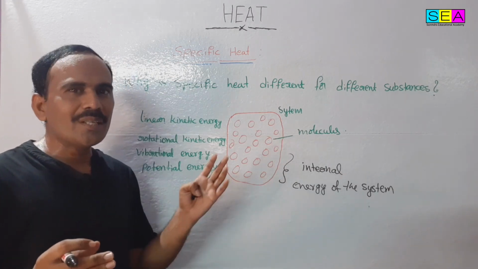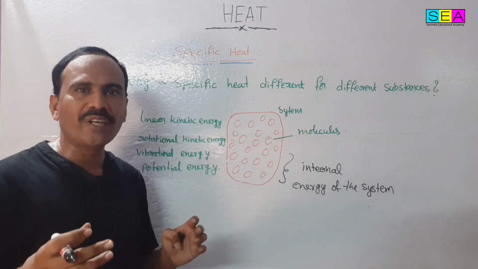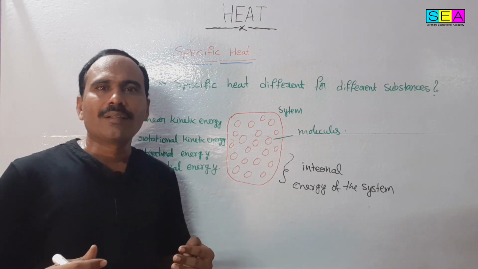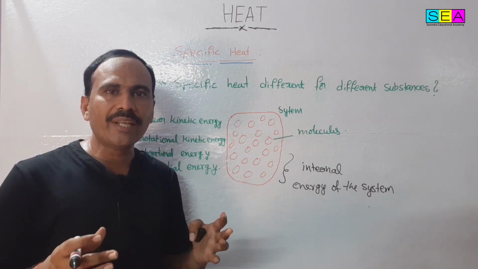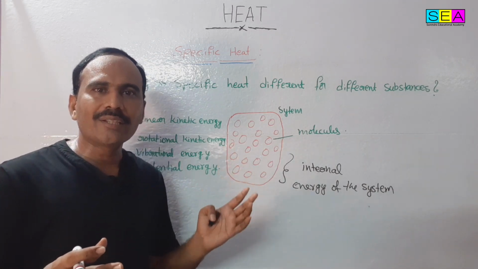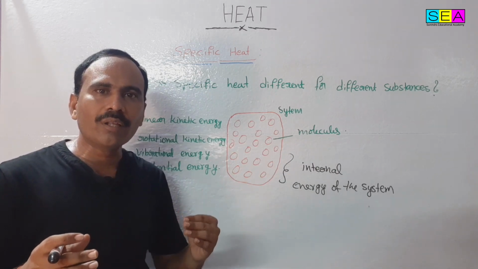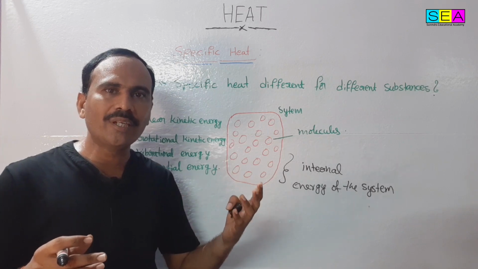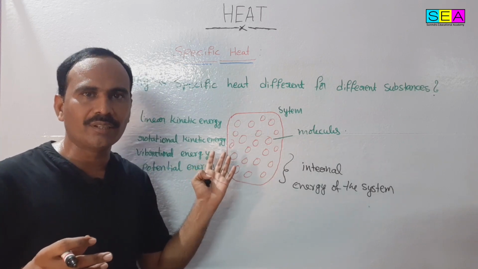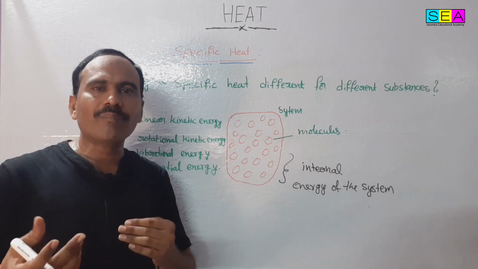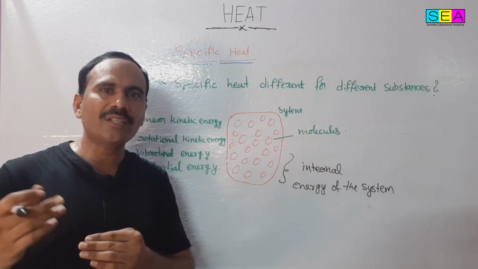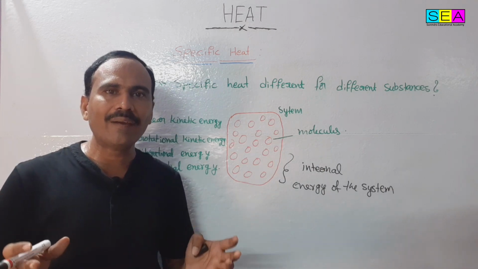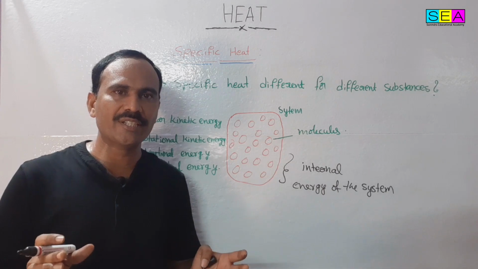So from this we can understand the specific heat of different substances is different, because the molecules in the substances share the supplied heat energy differently. In some substances, molecules convert the maximum heat energy into other forms of energy, but in some substances they convert a smaller quantity of heat energy into other forms of energy. That's why different substances have different specific heats.